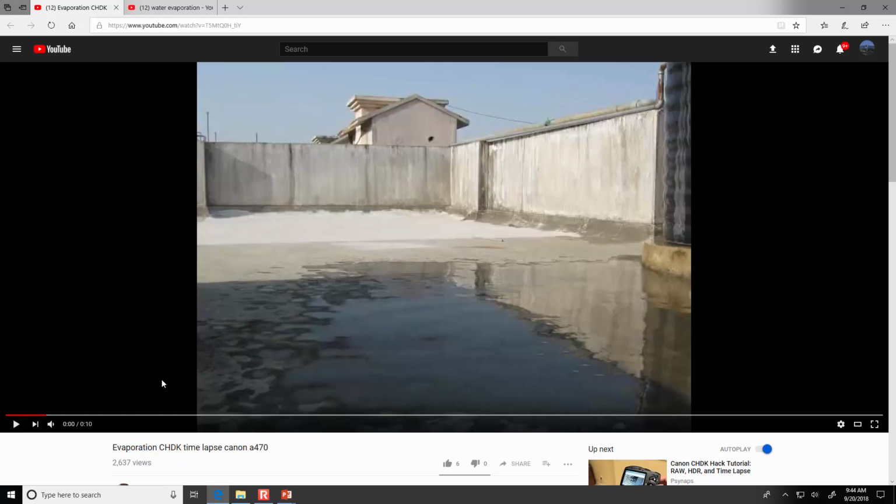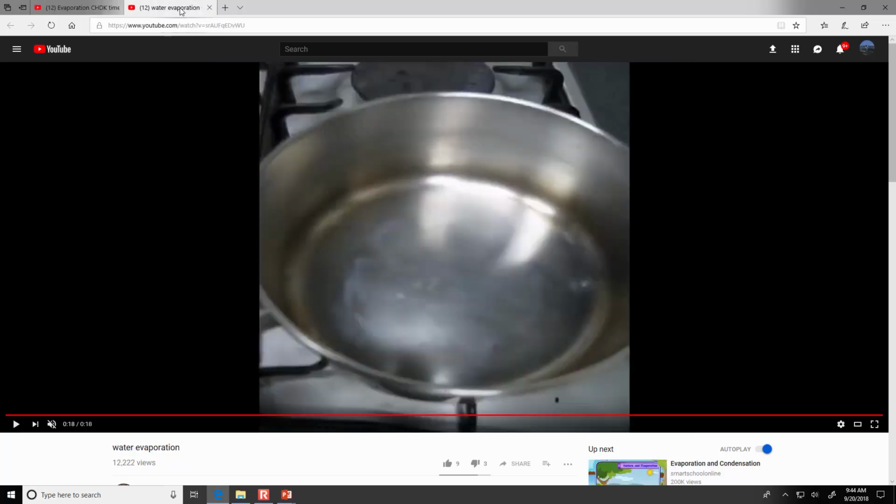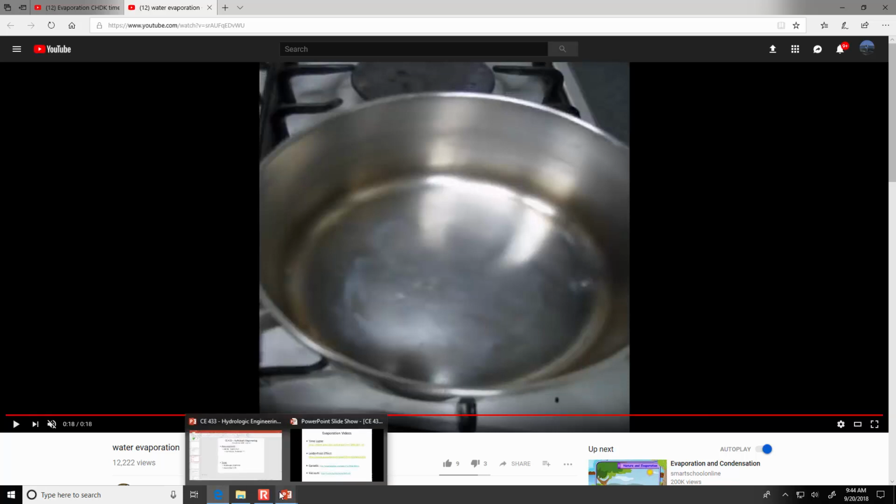We'll talk about the difference between long wave and short wave radiation in just a minute. But what this is showing is that the energy source was the sun. In this one, the energy source was a gas, probably natural gas of some sort, that heated this up. And so the evaporation was a lot more rapid because there was an abundance of energy.